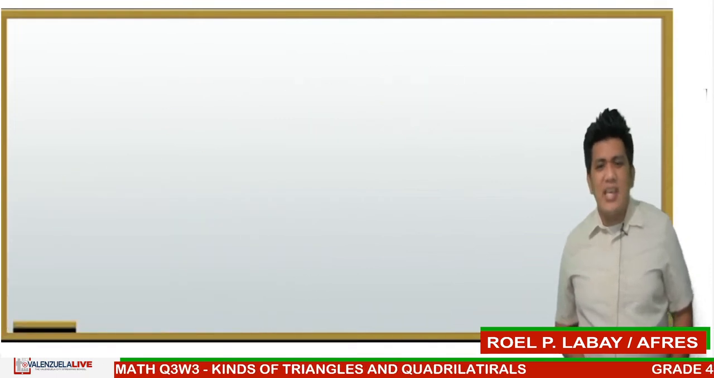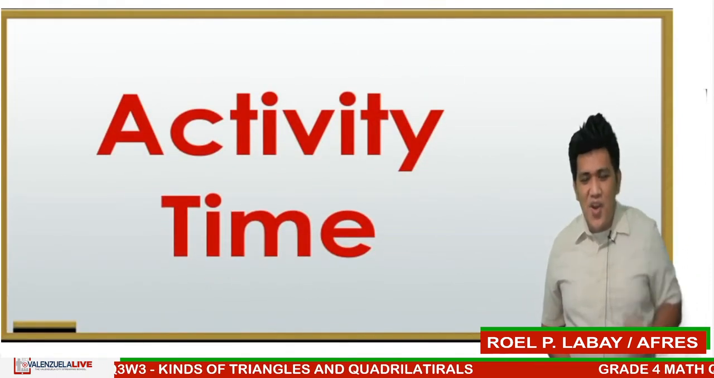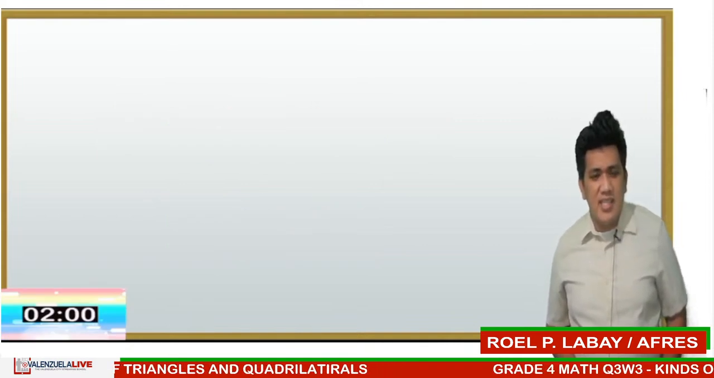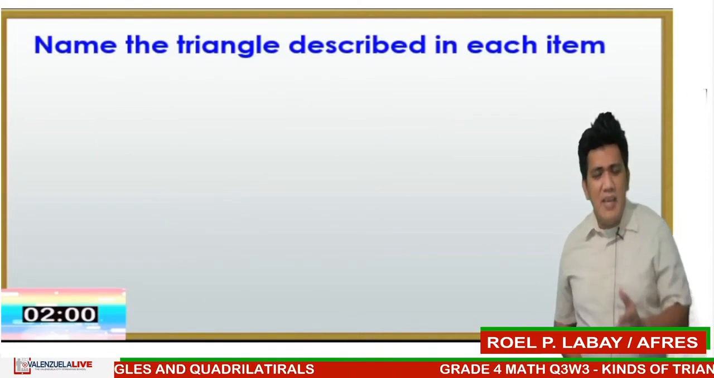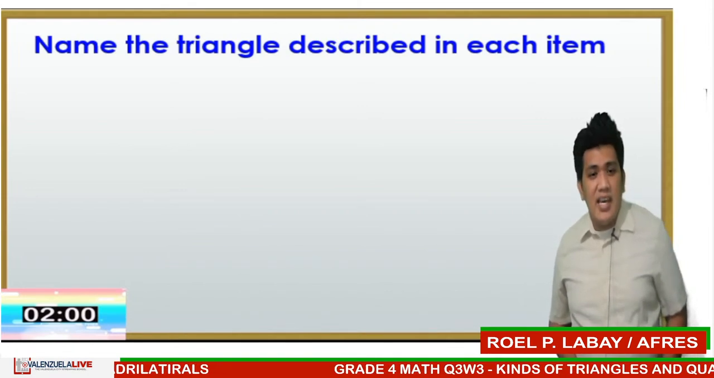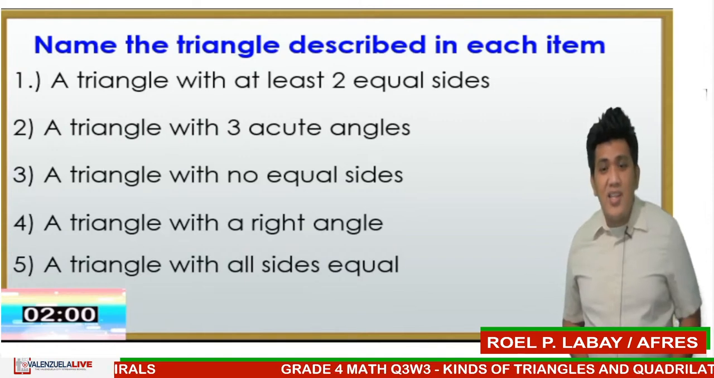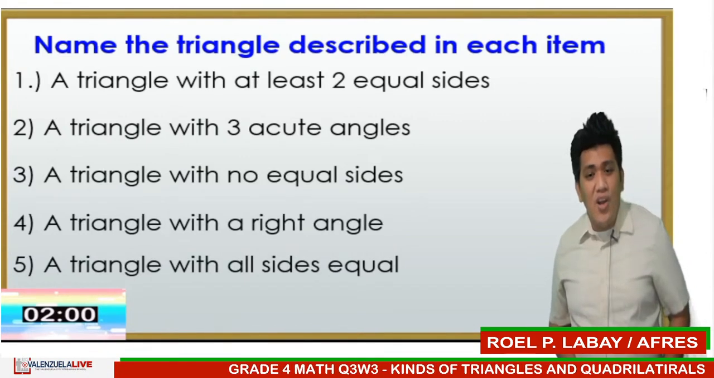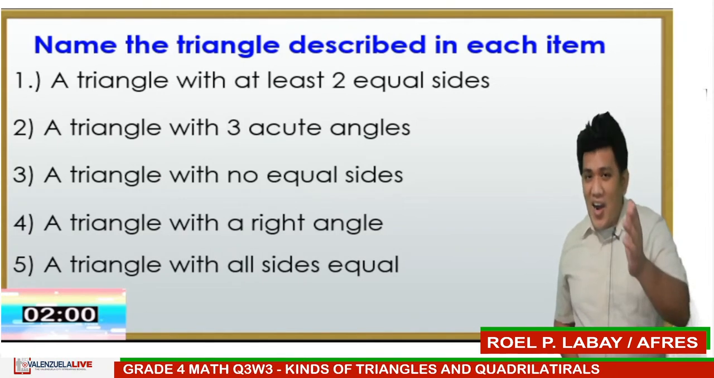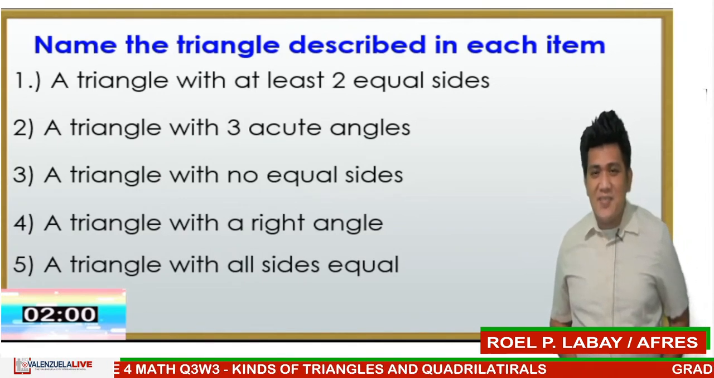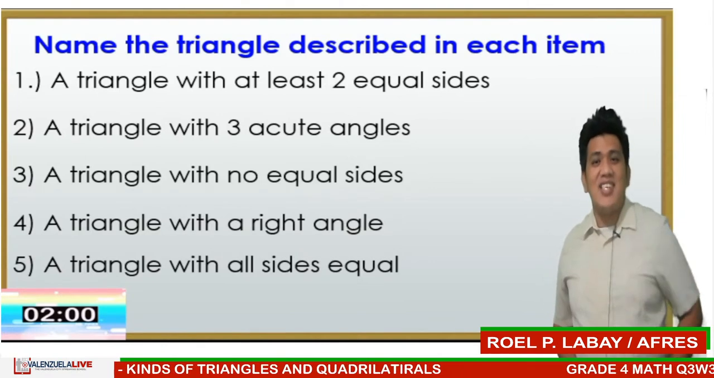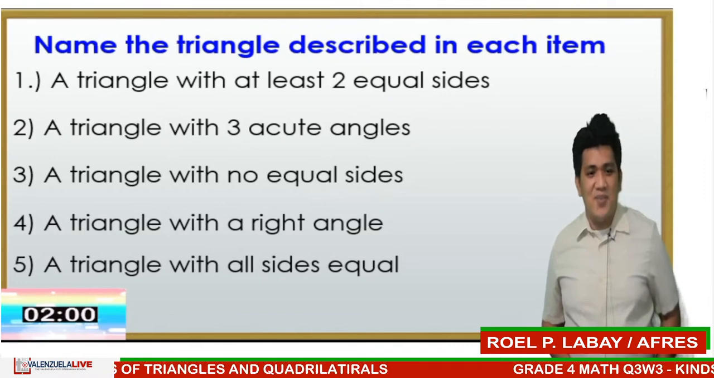Now, it's time for your activity. In 2 minutes, you will name the triangle described in each item, and you will comment down your answer in our comment section. Are you ready, Grade 4 pupils? If you are ready, your 2 minutes starts now.